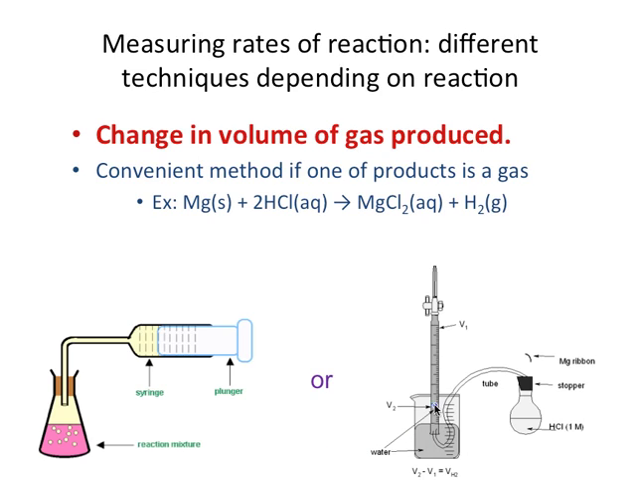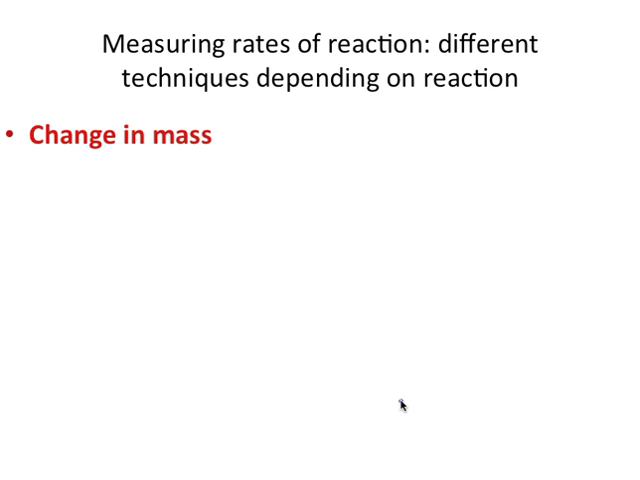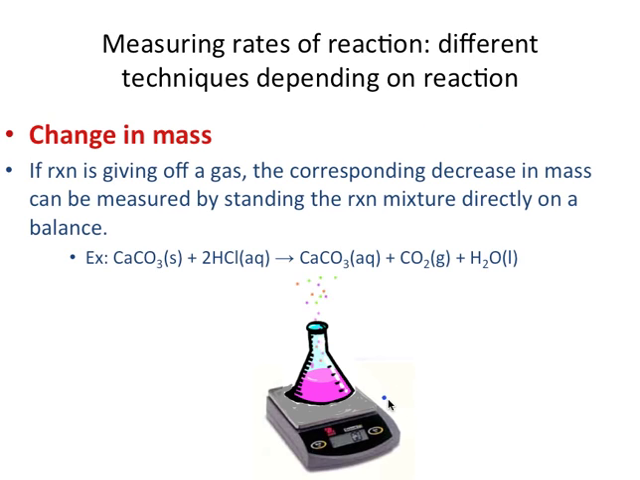Remember, in this setup you would have to subtract any height difference between the height in the beaker and the height in the burette. Another method is a change in mass. If a gas is given off in the course of the reaction, you can put the whole reaction mass on a mass balance and record the change in mass over time.